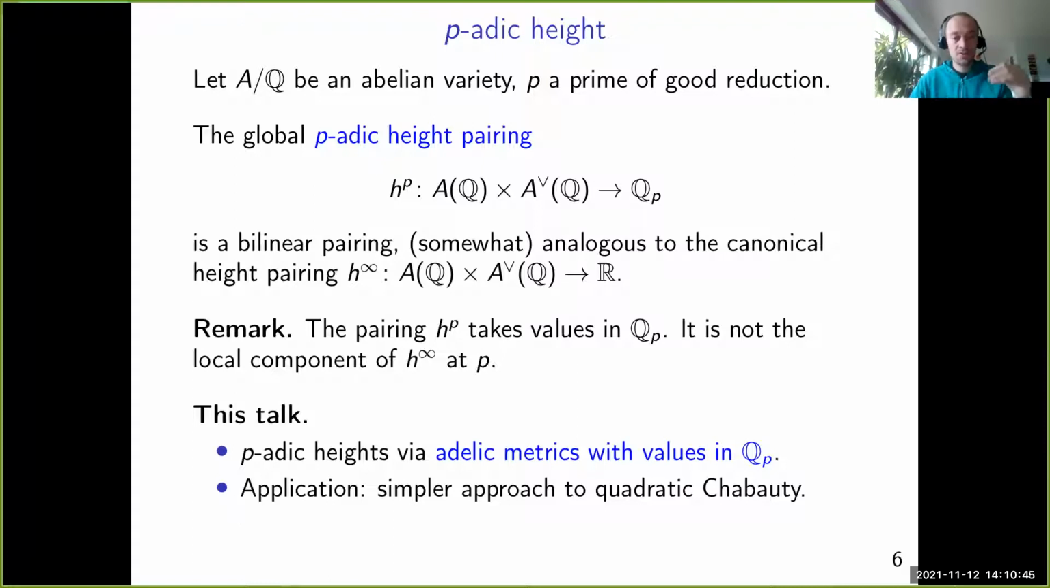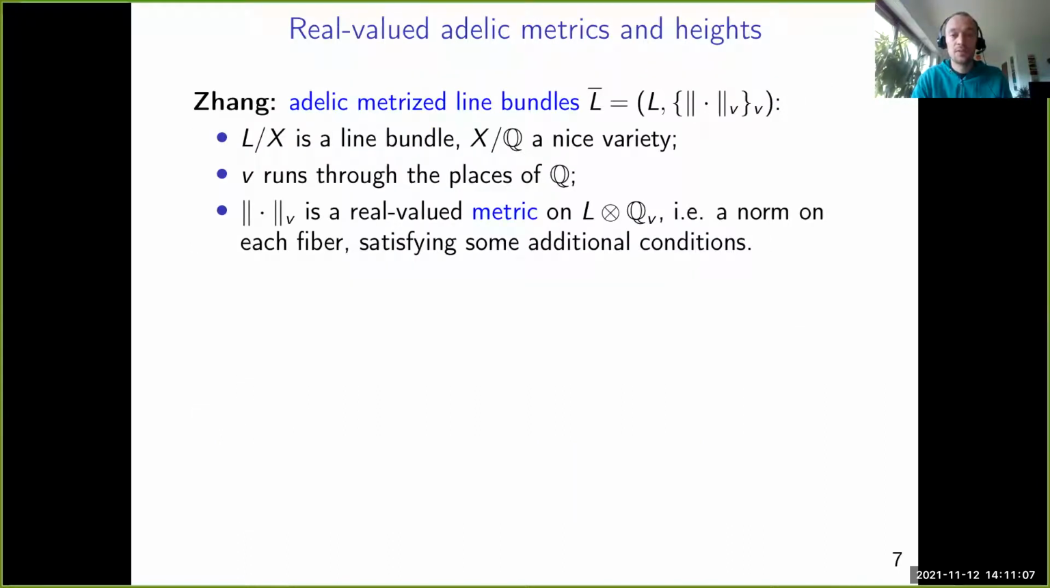So I will give a new construction of P-adic heights using adelic metrics with values in Q_p. This is similar to a well-known construction of the canonical height using adelic metrics, which I'll summarize in a minute. And then I'll talk about our main application, and that's a simpler approach to quadratic Chabauty. All right, so let's talk about real valued metrics. In case you've seen this sort of thing before. If you haven't, then you can tune out for a couple of minutes.